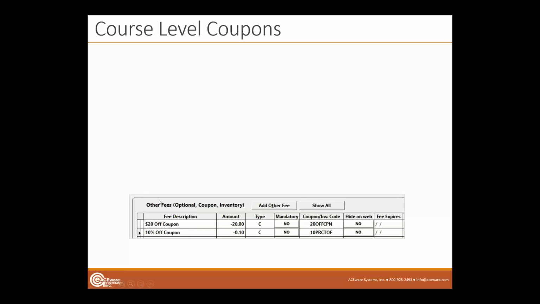Some people say, well, I don't want to do a set dollar amount. I want to do a percentage. You're going to be doing it the same exact way. In this case, you give it a title. In this case, it's called 10% off. The amount, negative sign, anything under $1. So it treats a point cents as a percentage. So 0.10 is 10% off. If you put in 0.99, they would actually get 99% off the class. Again, the type would be C, and you'd have to put in an inventory or a coupon code.